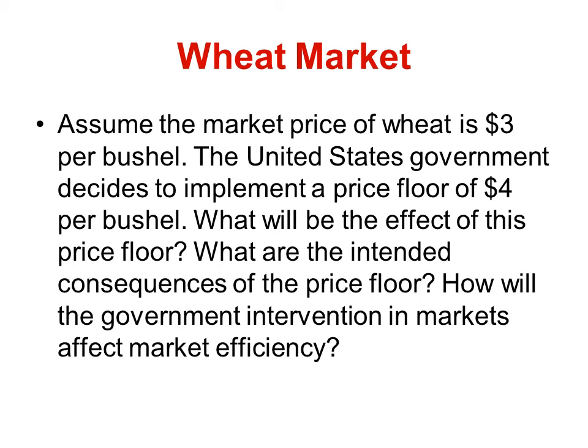It says, assume the market price of wheat is $3 per bushel. However, the United States government decides to implement a price floor of $4 per bushel. What will be the effect of this price floor? What are the intended consequences of the price floor? How will the government intervention in markets affect market efficiency?